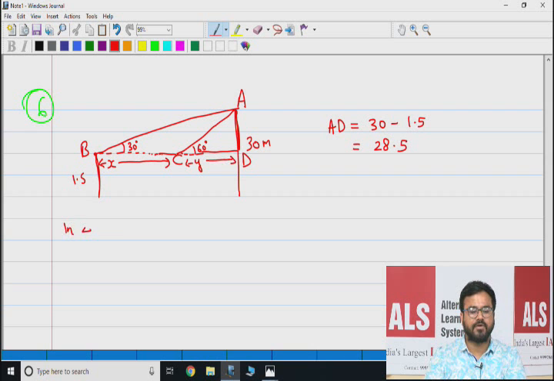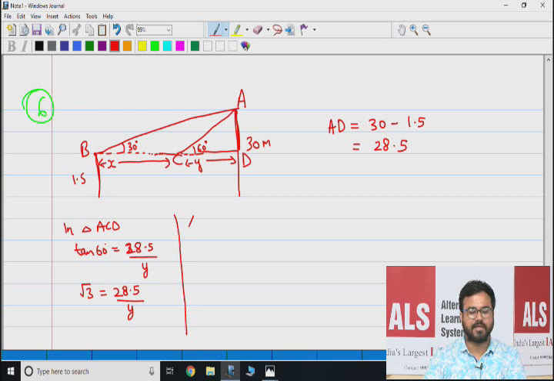Now in triangle ACD, the smaller triangle, I will apply the tangent of 60 degrees. So tan 60 is perpendicular upon base. Perpendicular is 28.5 and base is y. So tan 60 is nothing but root 3. Root 3 is equal to 28.5 upon y.